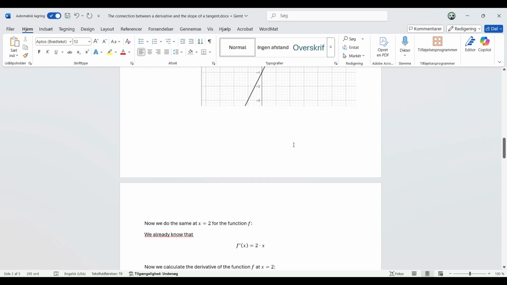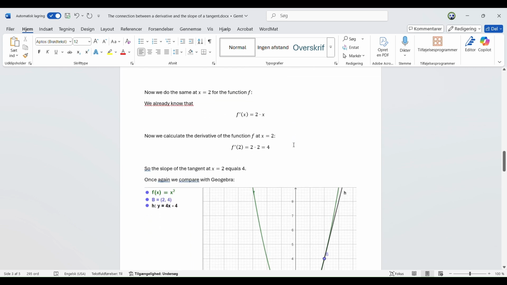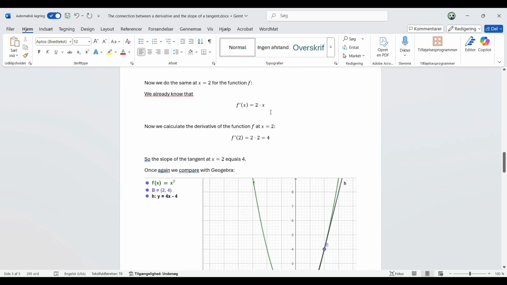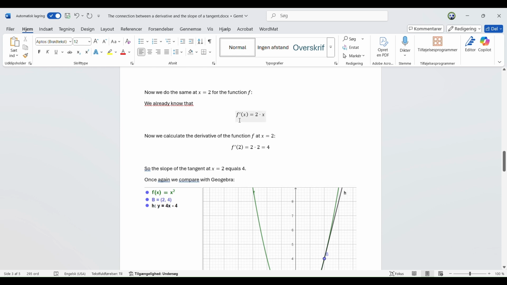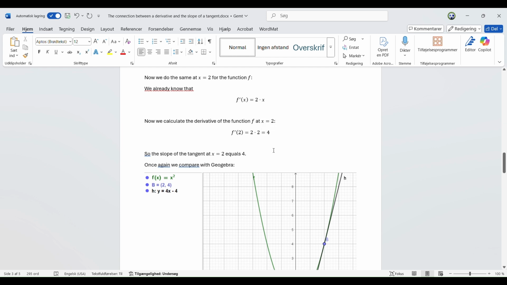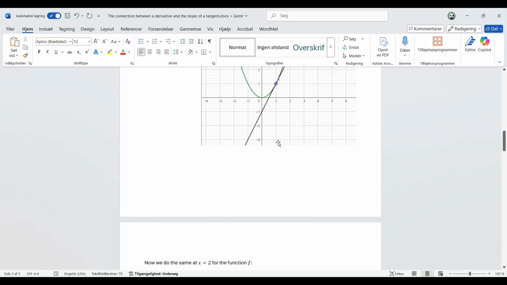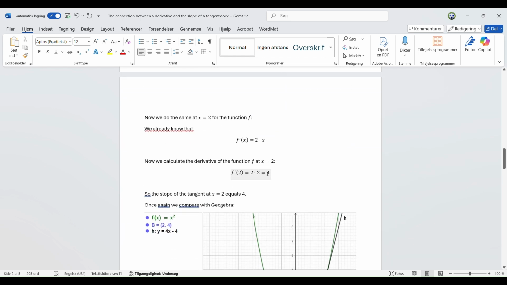So let's have a look at another example. It's actually the same example, but this time we want to evaluate it at x equals 2. Once again, our first order derivative of x squared is 2 times x. Now we put in x equals 2 on x's spots, and we evaluate this. So f prime of 2 equals 2 times 2 equals 4. From our example up here, this should be the slope of our tangent where x equals 2.